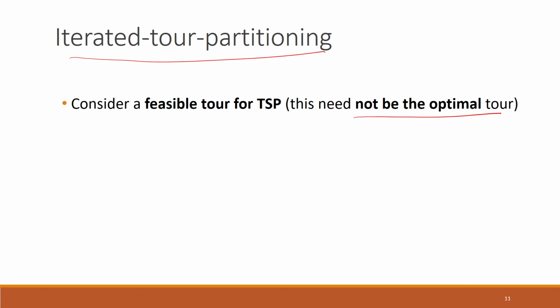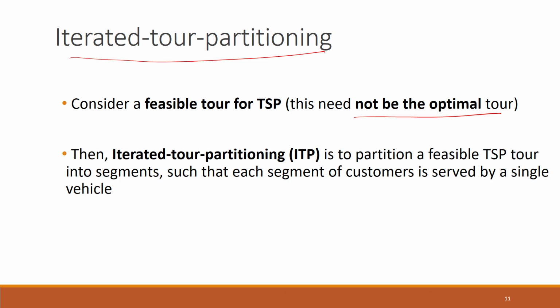So we just need to start with a tour of this traveling salesman problem. Then this iterated tour partitioning, ITP, is to partition a feasible TSP tour into segments such that each segment of customers is served by a single vehicle.